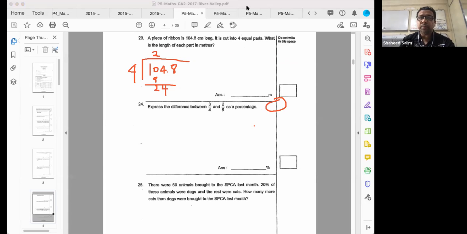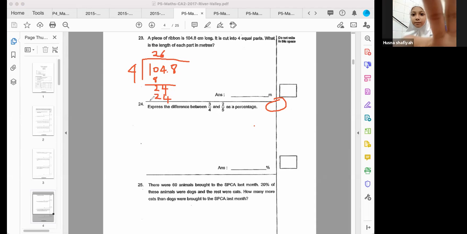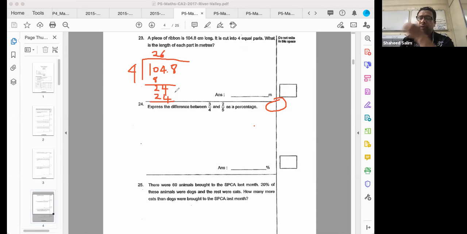Okay, so same thing again. You got 24. 24 can divide by 4, you get 6. Now the next number, Shalina, you have a dot. You must put a dot here before you do 8. 8 divided by 4, you get 2. So your answer is 26.2 cm. This is in cm. You cannot write it down as the answer because this is in meters.